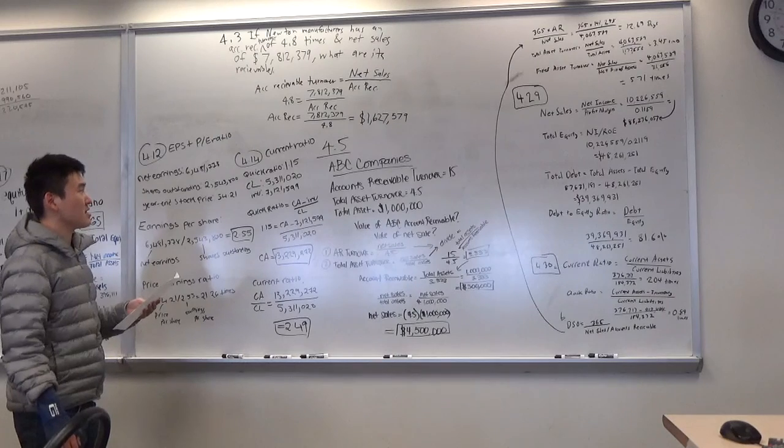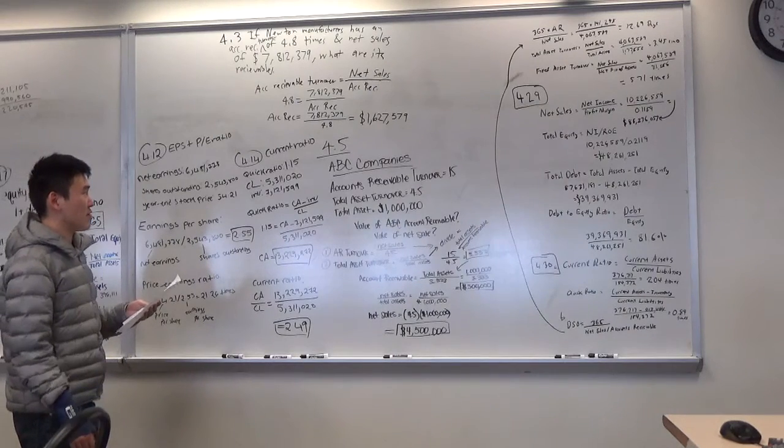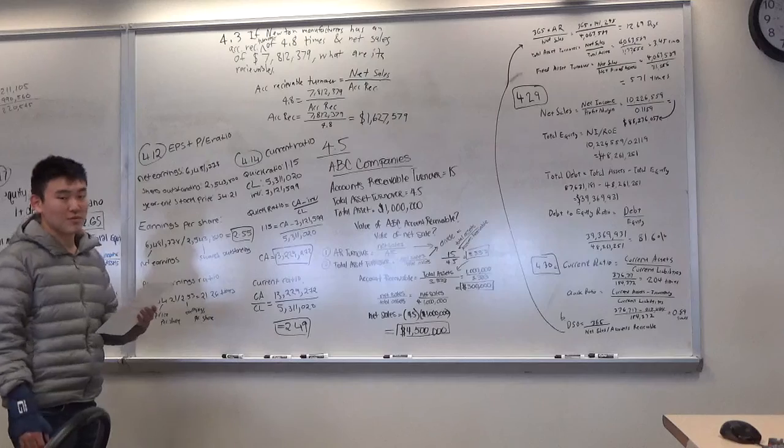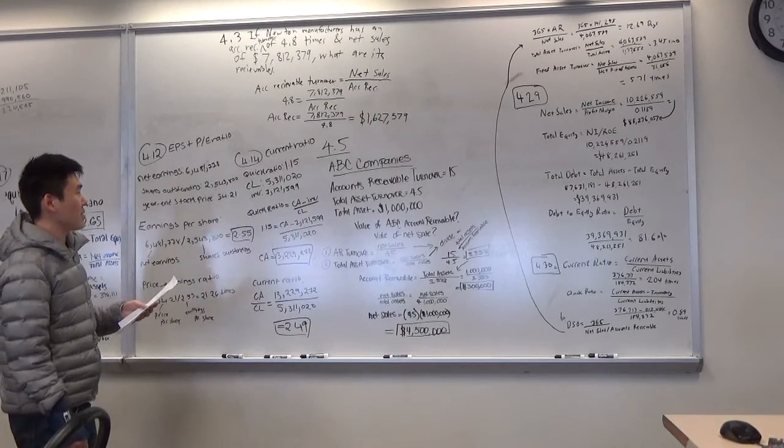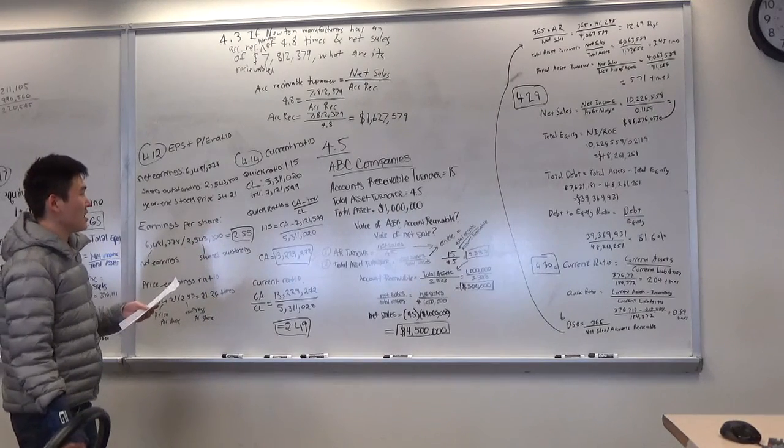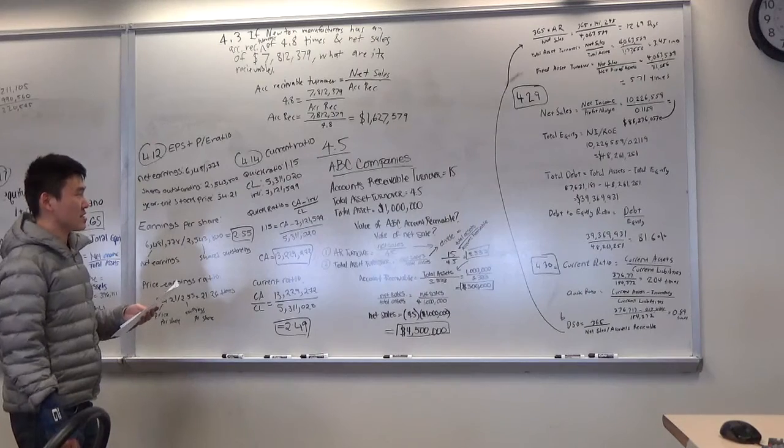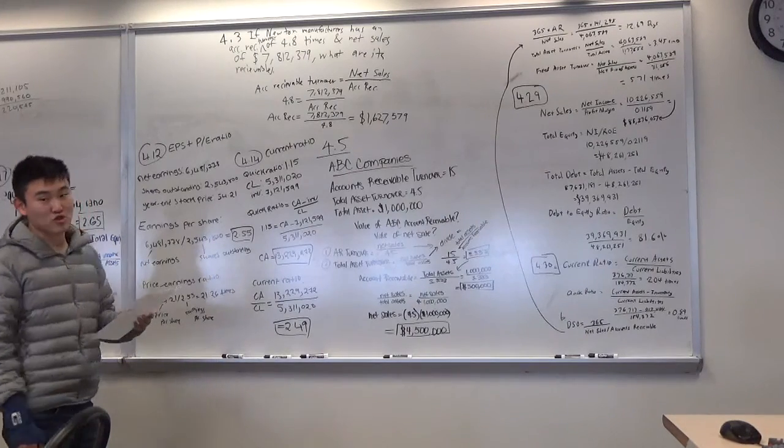7,812,379 for net sales. We rearrange the equation to work in our favor, so we multiply accounts receivable on both sides and divide by 4.8 on both sides. And then we get our accounts receivable as 1,627,579.